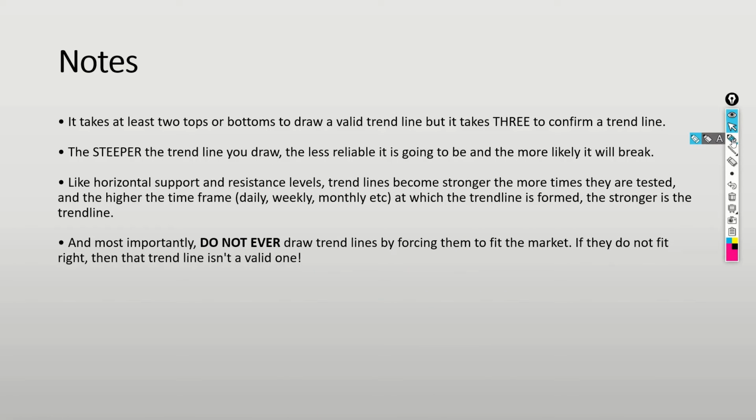So we want to make some small notes on trend lines. It takes at least 2 tops or bottoms to draw a valid trend line, but it takes 3 to confirm a trend line. So if this is our trend line, it should have been tested at least 1, 2. That is now a trend line. But for it to be confirmed, it is supposed to be hit the third time. 1, 2, 3 times, and that one is a confirmed trend line.